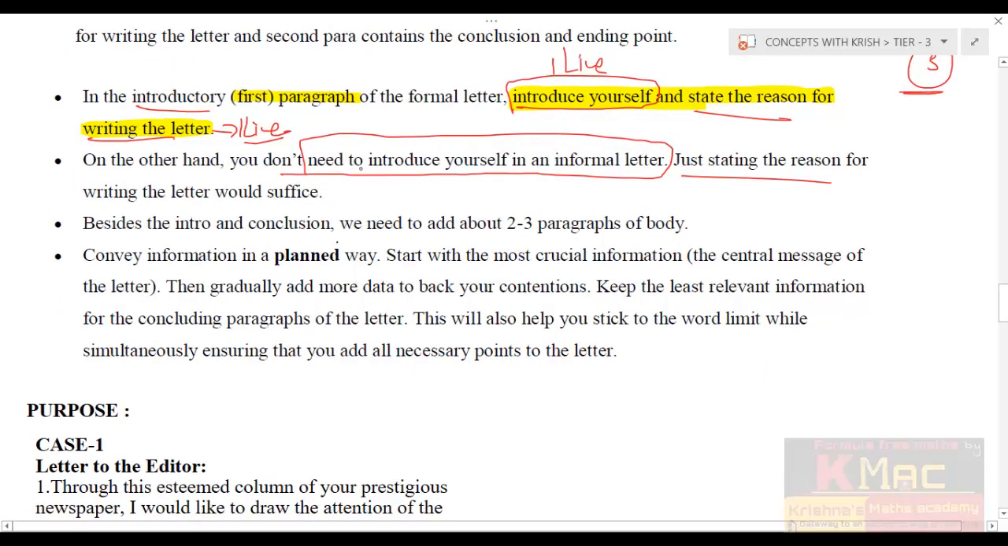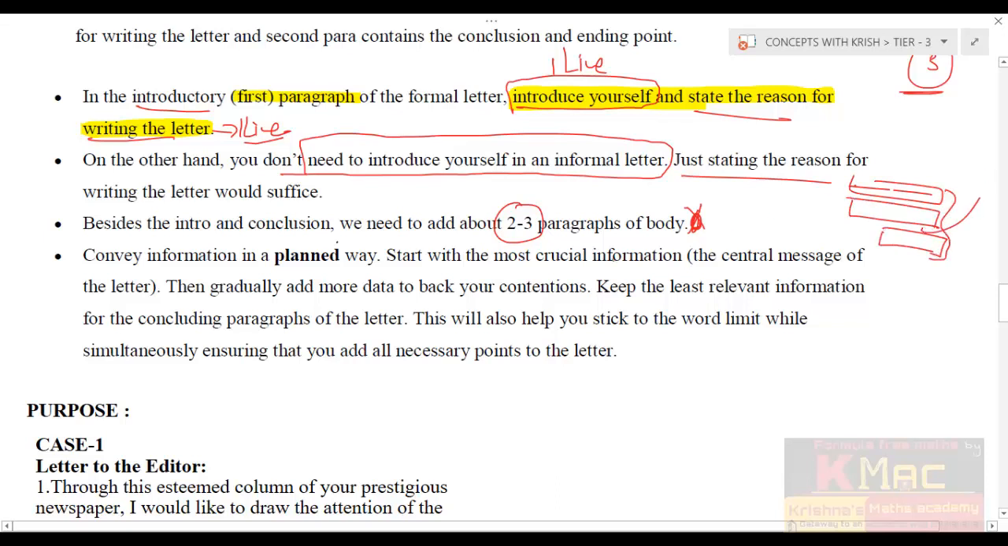Besides intro and conclusion, we need to add 2 to 3 paragraphs to the body. This is not mandatory for SSC, but in the body, first of all, one line you will write about yourself, second line you will write about the purpose, then one para is done. In the second para you will describe, and the third para is the conclusion. That's it, done.